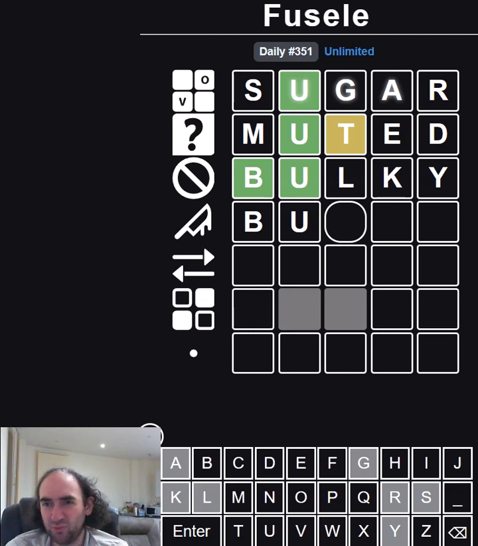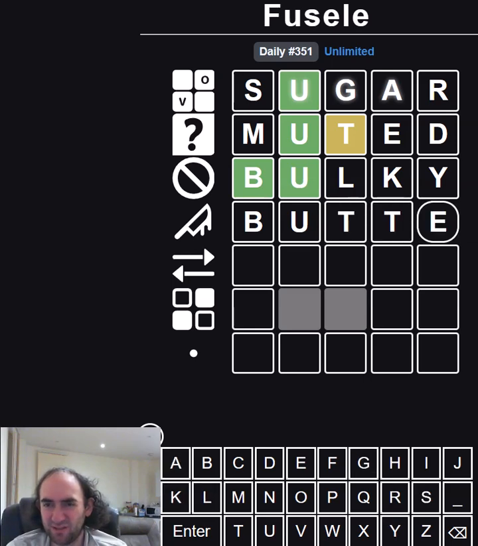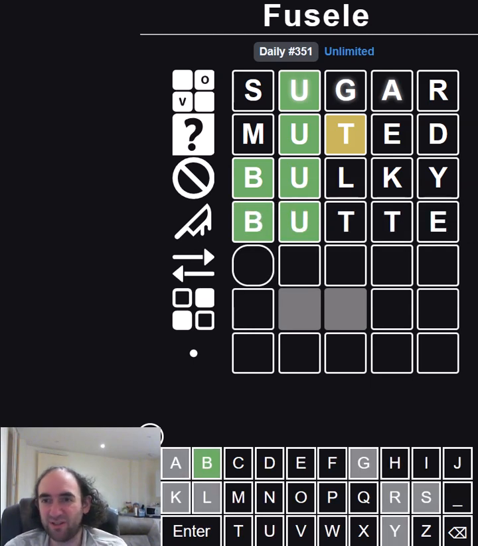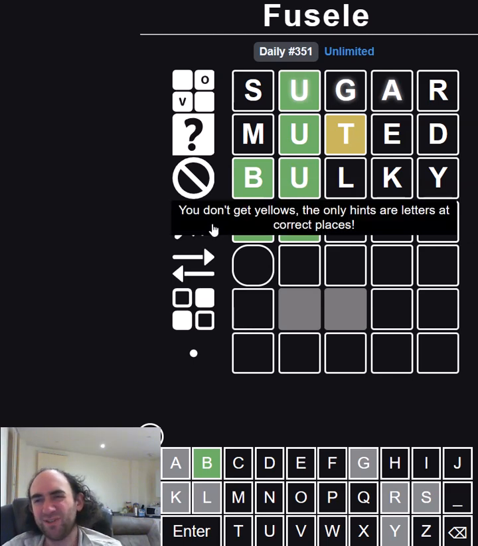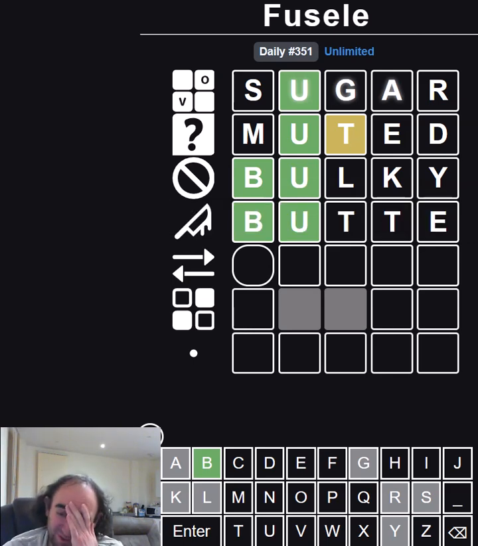But it can't be butte. It could be but. I think that's a word. Is it part of a castle or have I made that up? Doesn't matter, it's wrong either way. Okay, so now we know for sure that the T is the liar up here. I don't get yellows, the only hints are letters in the correct places, so I still don't quite know. The T still could be the last letter of the word. But that's incredibly unlikely, isn't it?